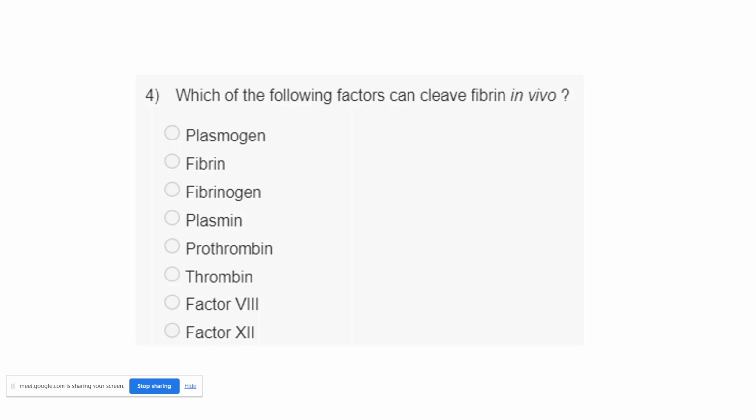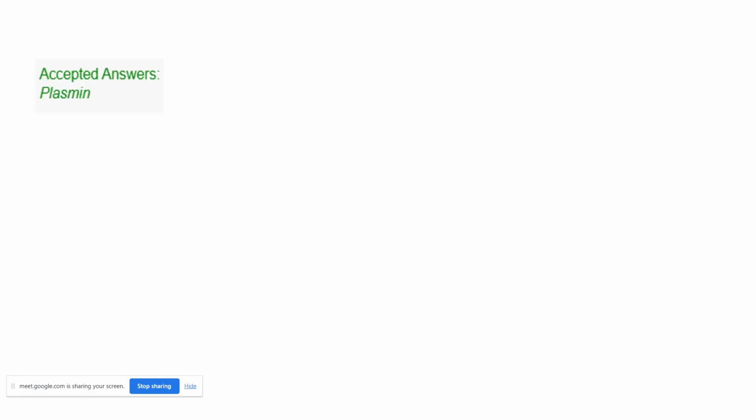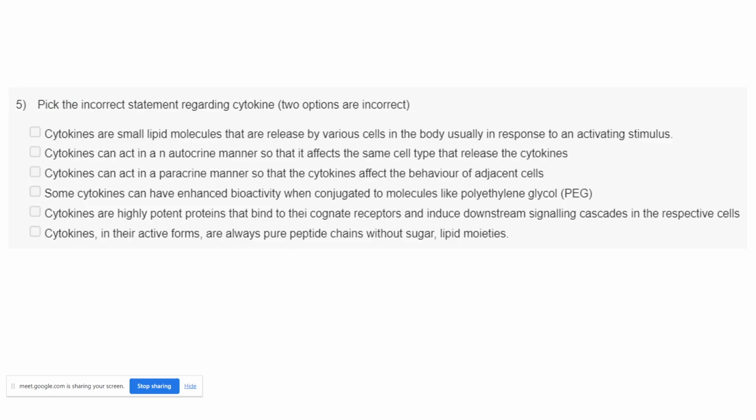Yes, you guys are all correct. It is plasmin. Plasmin can cleave fibrin in vivo. So the next question, fifth question. Pick the incorrect statement regarding cytokine. You have to select two options that are incorrect.